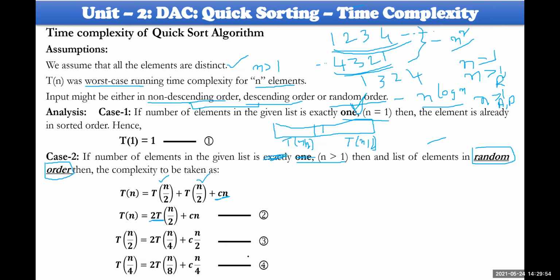Then substitute equations 4 and 3 in 2. That is the next operation. Look at this. Equations 3 and 4 will be substituted in equation 2. Equation 2 will be this one. Substitute this value. Since from equation 3, we got this particular value.